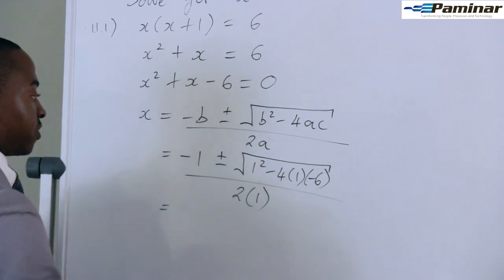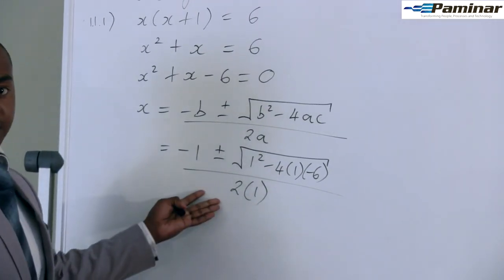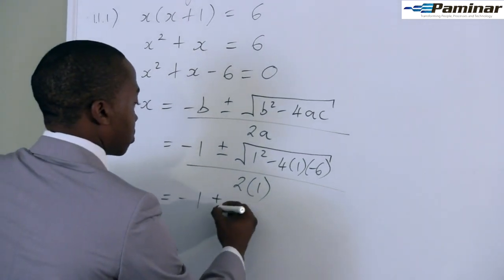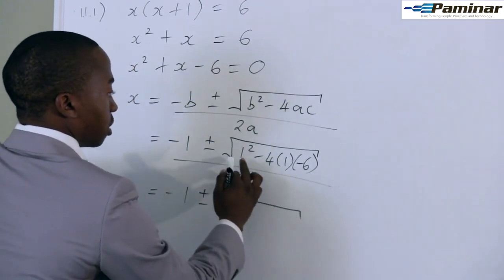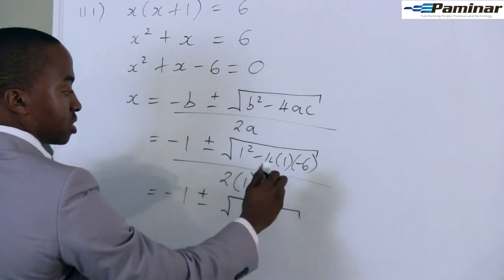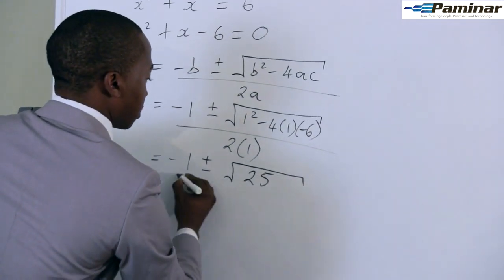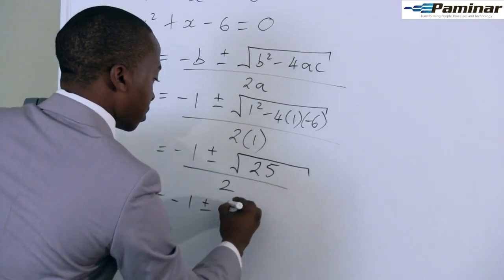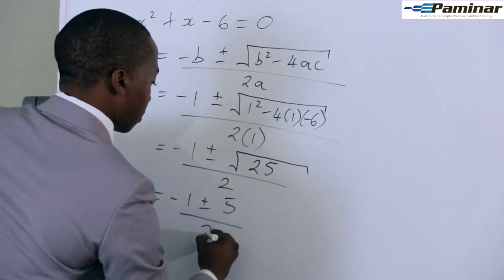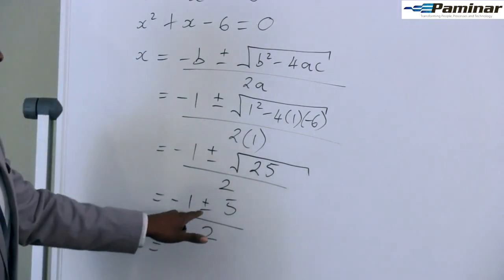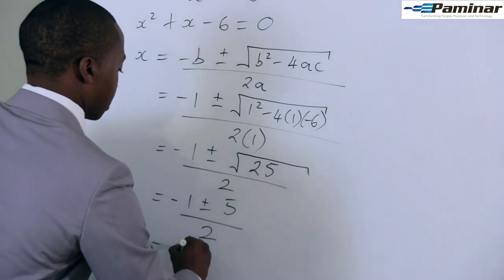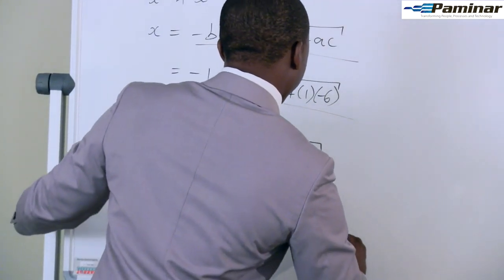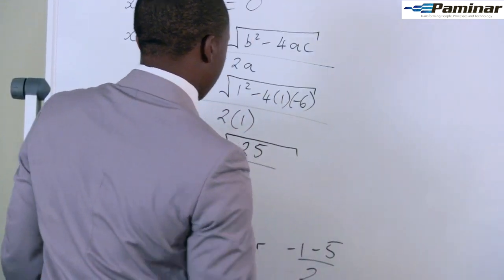Then from here we'll pretty much simplify it. Feel free to plug this straight into your calculator if need be, or you can solve it manually if you want. This will become plus or minus the root of 1 squared minus 4 times 1 times negative 6, which will be positive 25, all over 2. Then this becomes plus or minus, the root of 25 is 5, all over 2. So therefore, since it's plus or minus, we have to get two solutions for this. So the one will be negative 1 plus 5 over 2, or negative 1 minus 5 over 2.